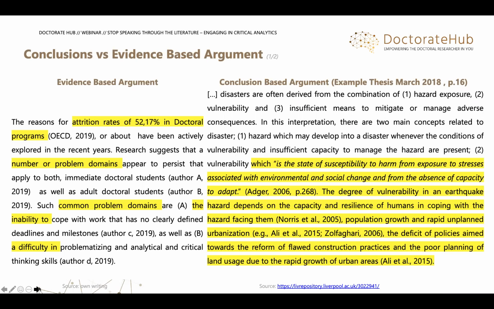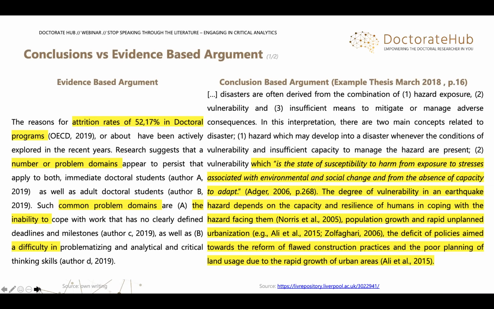Now, let's look at a conclusion versus evidence-based argument, both sitting side by side. At the left side, we see an evidence-based argument, which states that the reasons for attrition rates of 57.17% in doctoral programs, or about half, have been actively explored in recent years. Research suggests that a number of problem domains appear to persist that apply to both immediate doctoral students as well as adult doctoral students. Such common problem domains are A, the inability to cope with work that has no clearly defined deadlines and milestones, as well as B, a difficulty in problematizing and analytical and critical thinking skills.